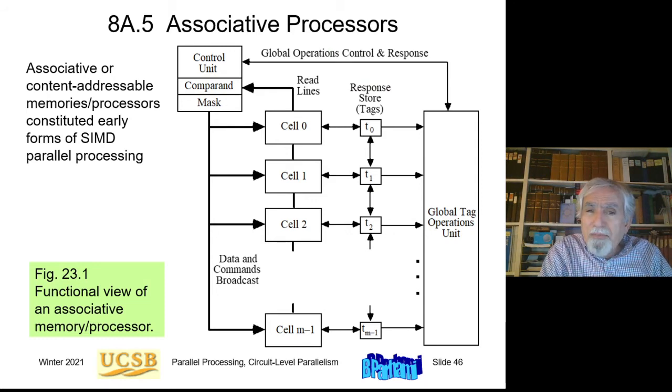Now, once we have associative memories, it's just a simple step to extend their capabilities to turn them into associative processors. An associative memory can basically do search operations, search for something. Now, we can extend the capability to many other operations, including arithmetic operations.